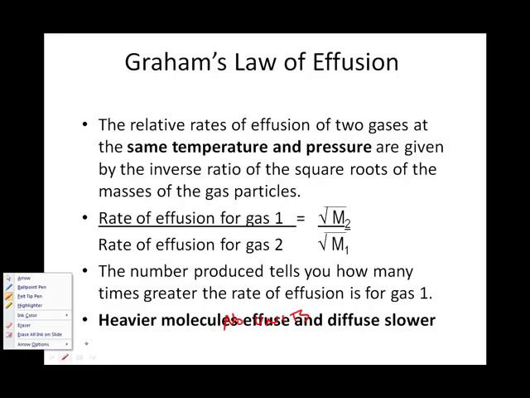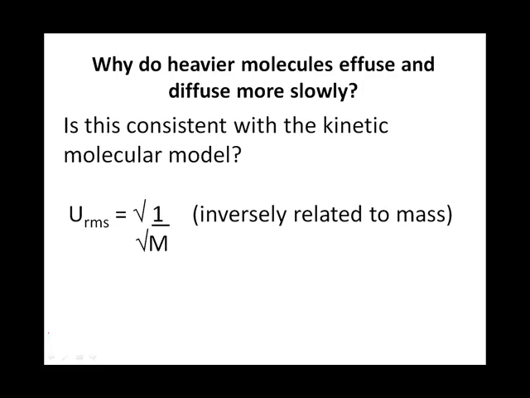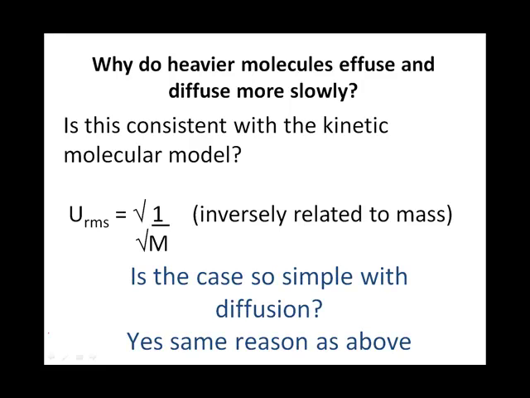The last thing we need to mention here is that heavier molecules obviously effuse and diffuse a lot slower than lighter molecules, based on the previous equation. So, why do heavier molecules effuse and diffuse more slowly? Well, it's very simple. It's consistent with the kinetic molecular model, which states that velocity is inversely related to mass. Is it that simple with diffusion? Yes. Diffusion and effusion show how things move and how things are mixing, so they use the same equation. It doesn't matter if we say effuse or diffuse, they're going to effuse or diffuse at the same rate, using the same equation.